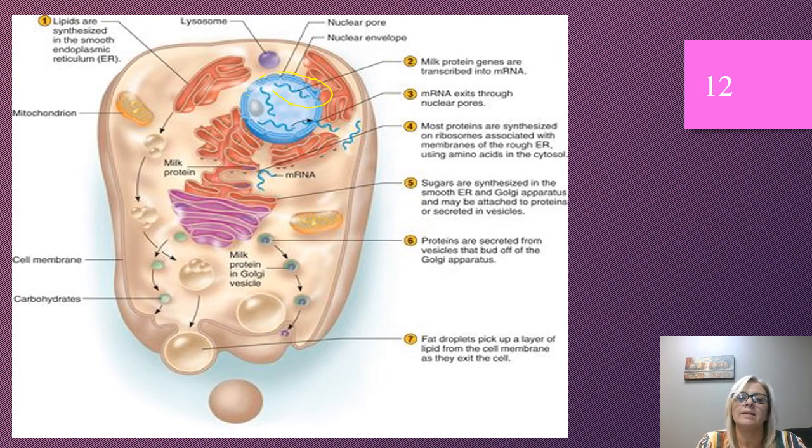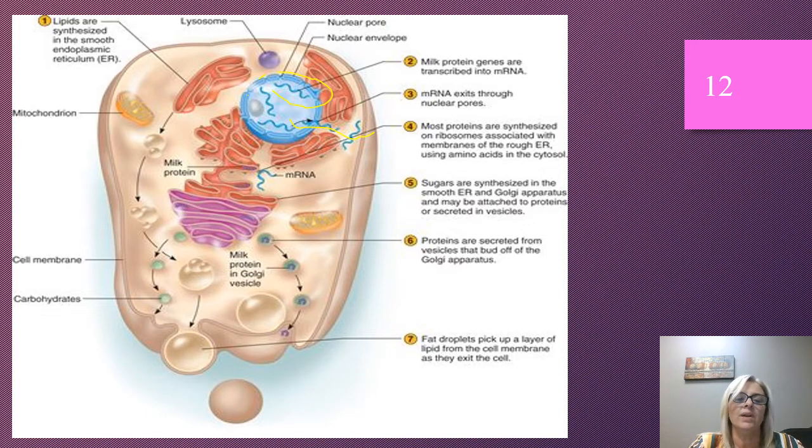Then the mRNA has to actually leave the nucleus and then go where? Well, it's got to go where we make proteins. So most proteins are synthesized on ribosomes that are associated with membranes of the rough ER, okay? And so those are going to use amino acids that we find in the cytosol.